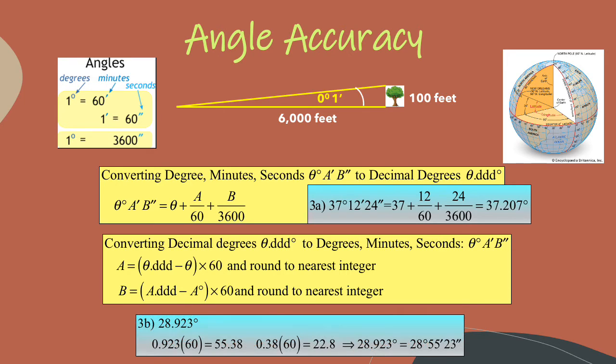So 28.923 degrees can be changed to degrees, minutes, seconds by taking the decimal part, 0.923, and multiplying it by 60, and we get 55.38. We then take the decimal part of that, 0.38, and multiply it by 60, getting 22.8. Therefore, our 28.923 degrees can be written as 28 degrees, 55 minutes, 23 seconds.